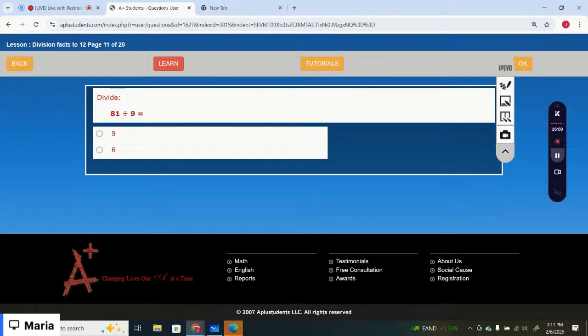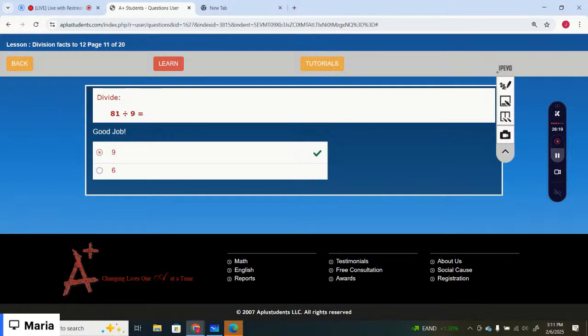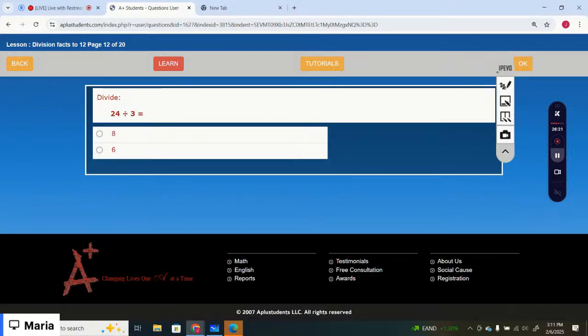81 divided by 9 equals 9, because 9 times 9 is 81. Option number 1 is the correct option. Okay, you can complete the lesson by yourself later today. Let's just move on to the next lesson.